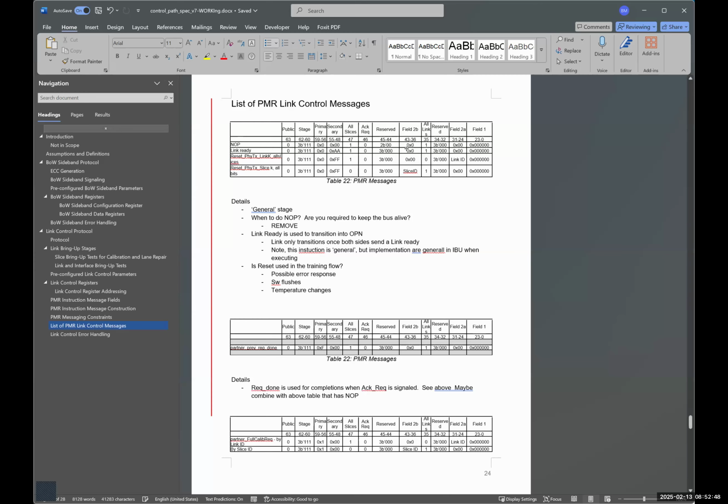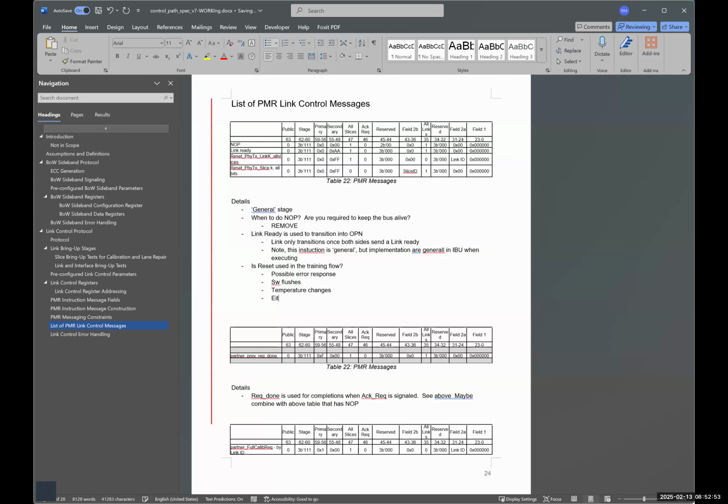Okay, all right. Let me count. So either side can request, and ACK means you are moving into reset, moving into training.